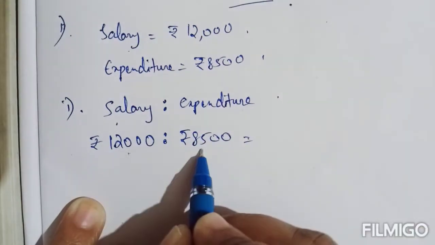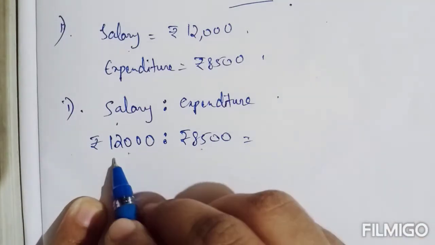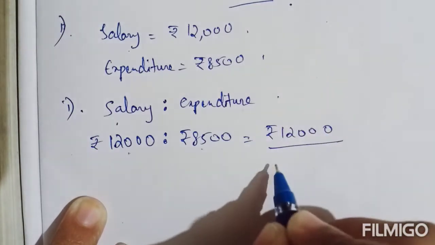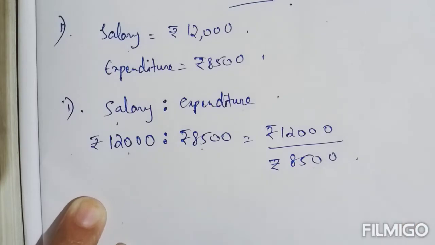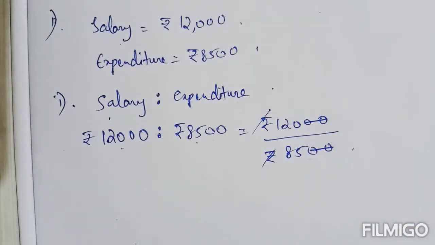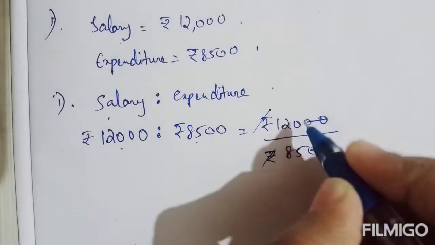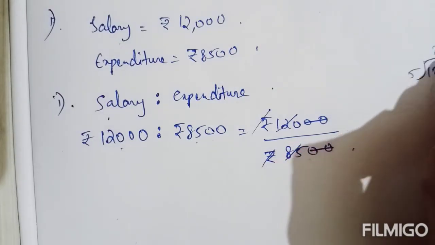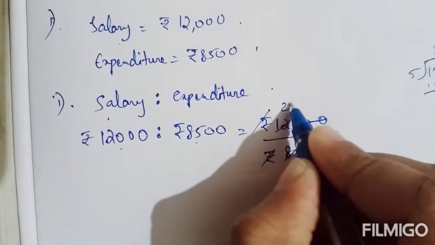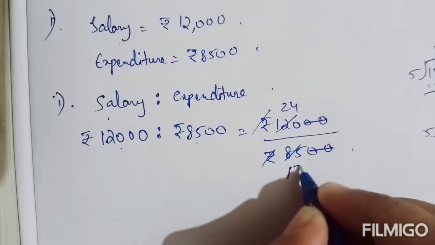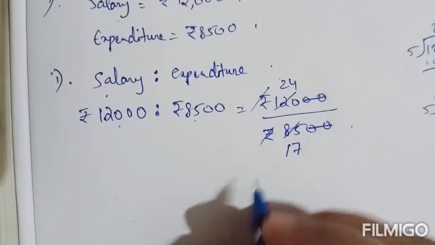Now, we know A is to B, we can write it as A by B. So rupees 12,000 is to rupees 8,500, we can write as rupees 12,000 by rupees 8,500. Rupees we can cancel. Now, we can reduce this. 2 zeros we can cancel. 120 and 85, both will go in 5. 120 divided by 5, what will you get? It is 24. And 85 divided by 5 is 17. So 24 by 17 we got.